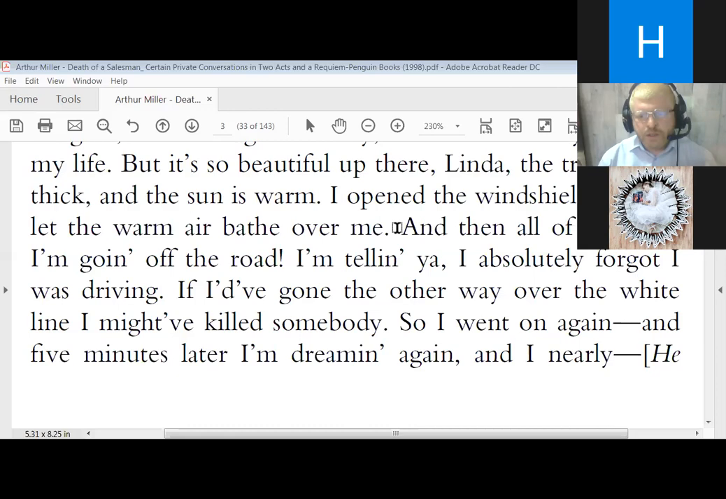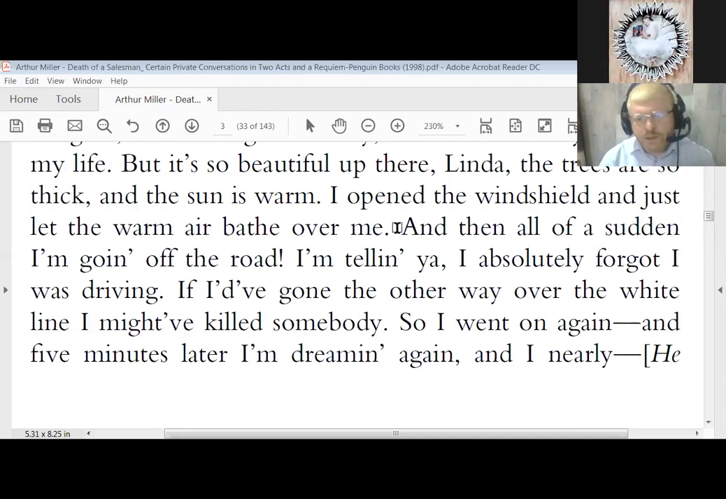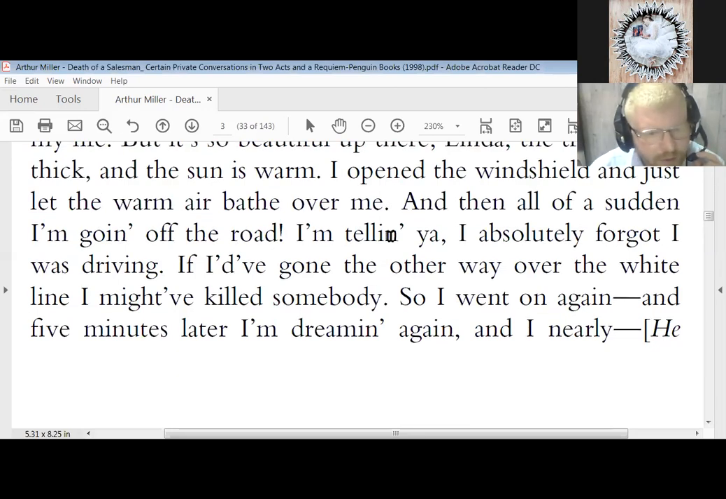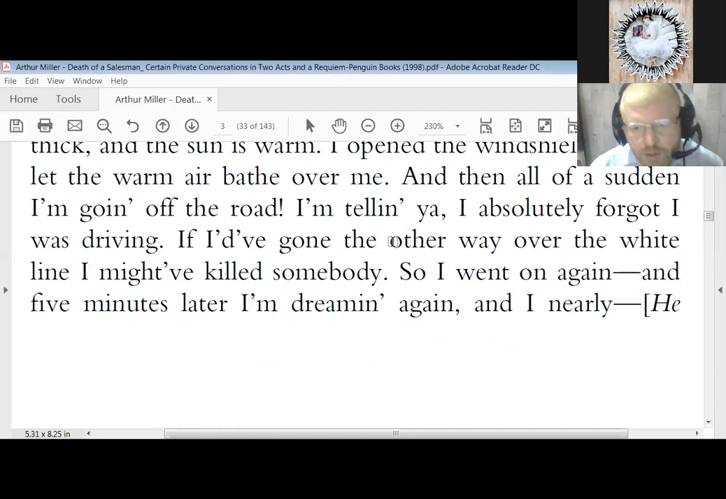He was very much infatuated with the scenery, with the landscape, with the trees. He was looking at them. He was absorbed in the scenery to the extent that he forgot that he was driving, and this is really what caused the accident, the smashing of the car. If I had gone the other way over the white line, I might have killed somebody. So it could have been worse. Okay, but thank God, it didn't happen like that.